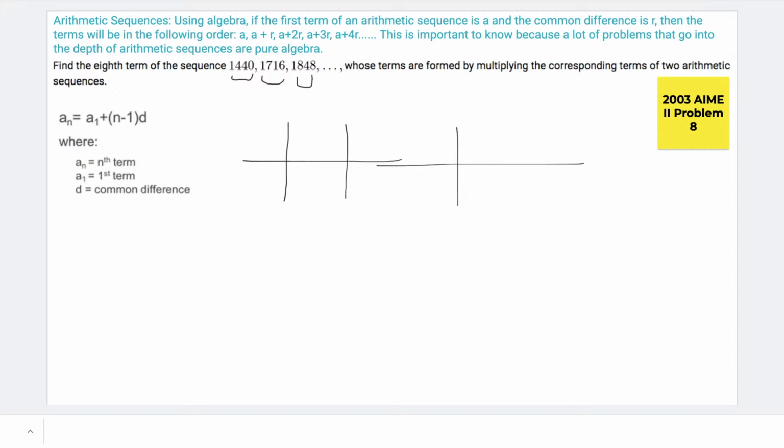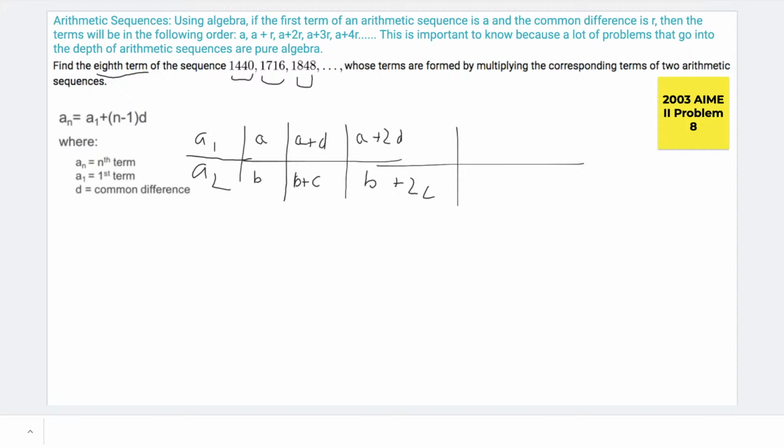This is A1, A2. Two arithmetic sequences. The first term is, let's say it's A, and this is B. The common difference, let's say it's D for this one. So A plus D is the second term, and for this one, B plus, let's say C. And then the next term is going to be A plus 2D, and then the term after will be B plus 2C. And we want to find the 8th term of this sequence, which is the multiplication of these things.